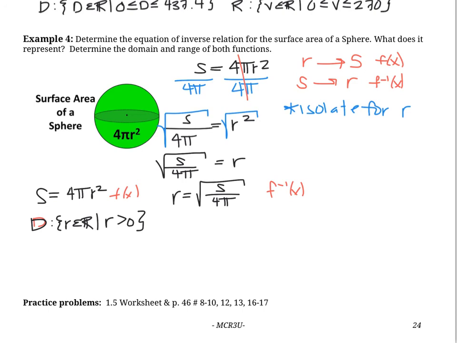So take a look at our range now. For our range, that's our surface area. So our surface area is an element of R, and if the radius has to be greater than 0, then the surface area has to be greater than 0, and it can also be infinitely large.